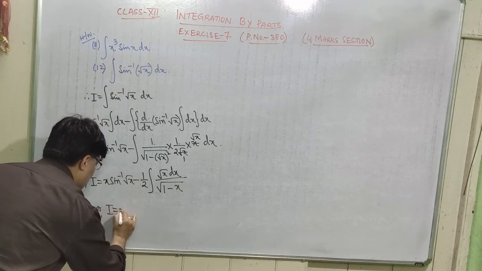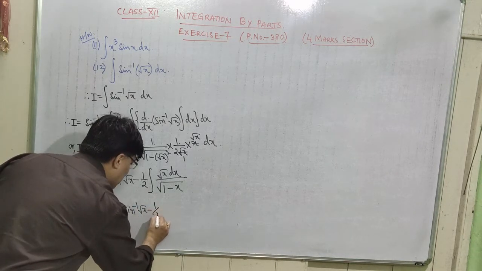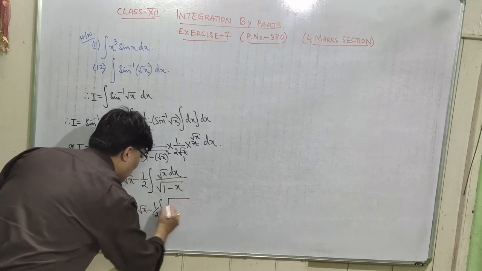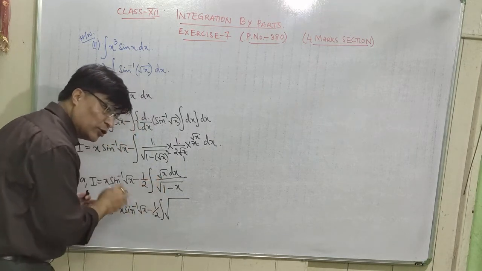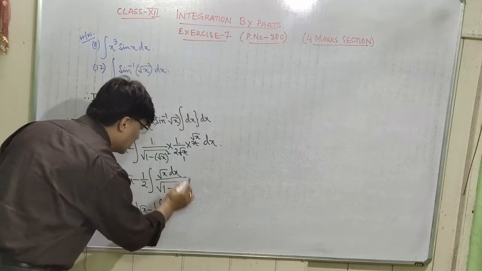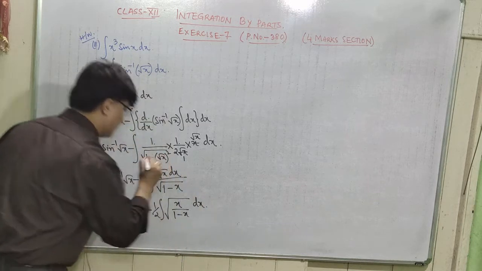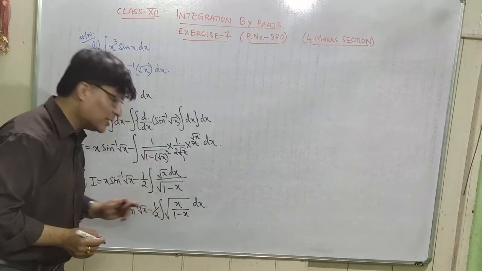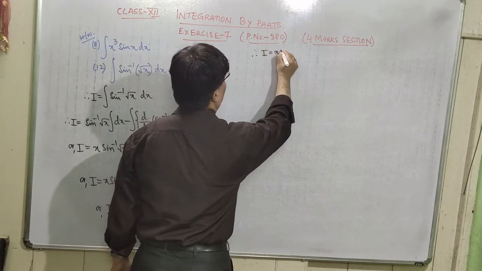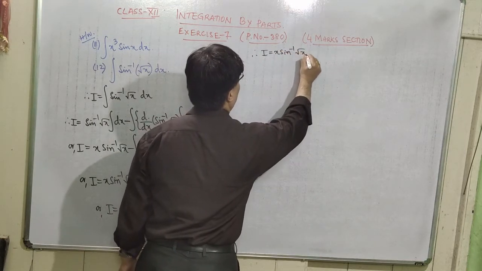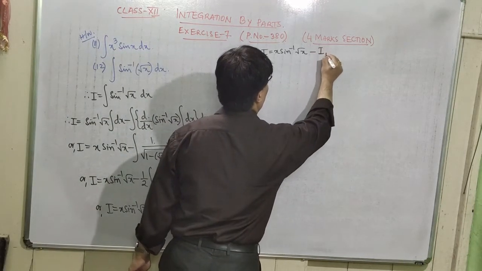Or I is equal to x sine inverse root over x minus, this can be written as half integration of within square root. Both of these expressions are within square root, both numerator and the denominator. So you can write it within whole square root, x upon 1 minus x dx. Is that clear now? So let us take it as I1 now. So therefore I is equal to x sine inverse root x minus I1.